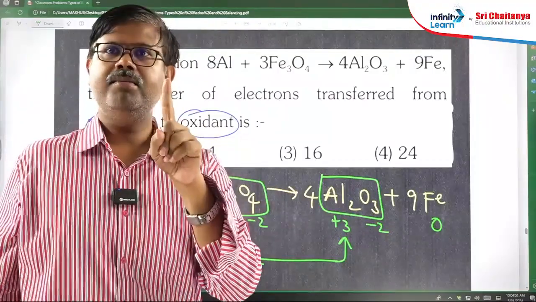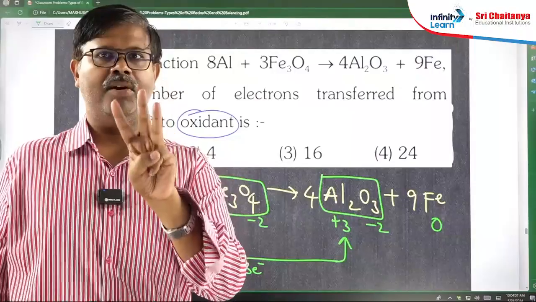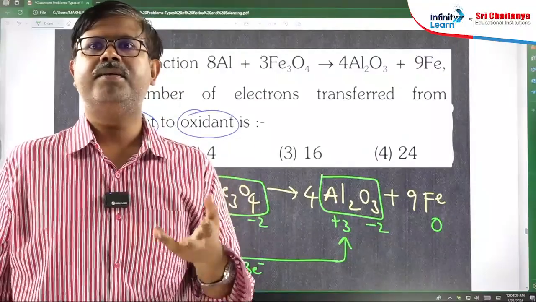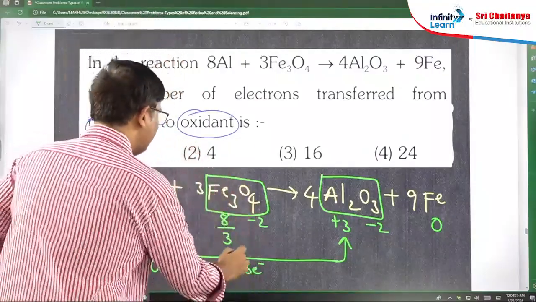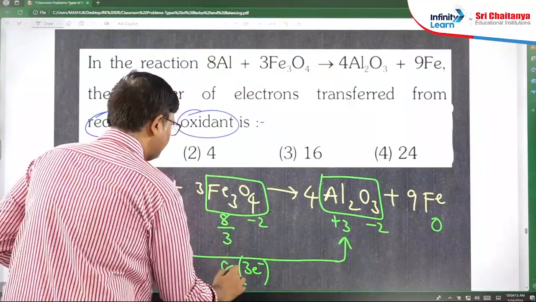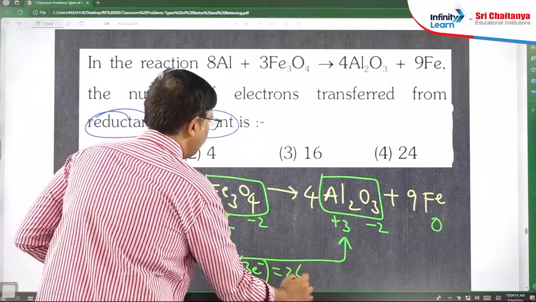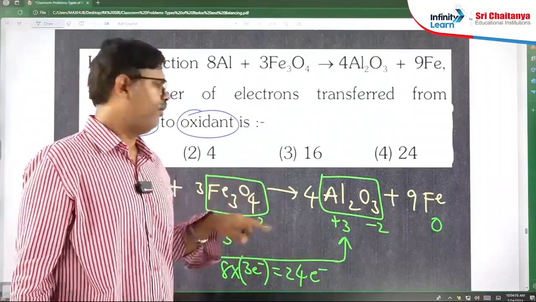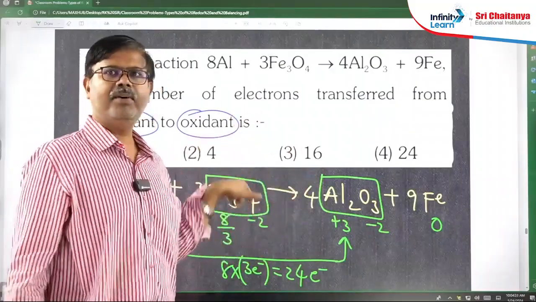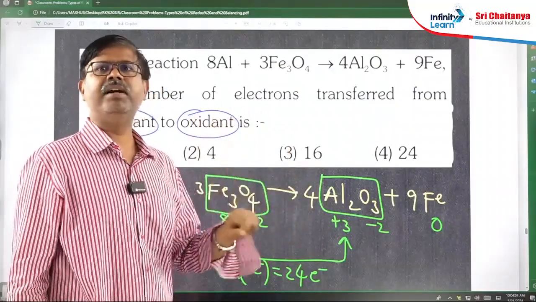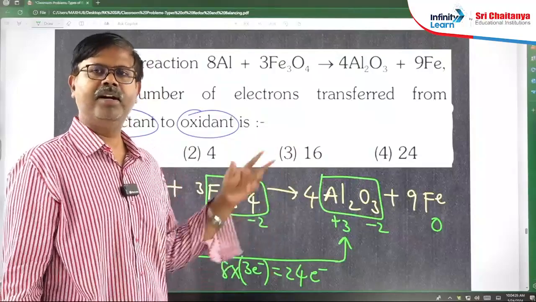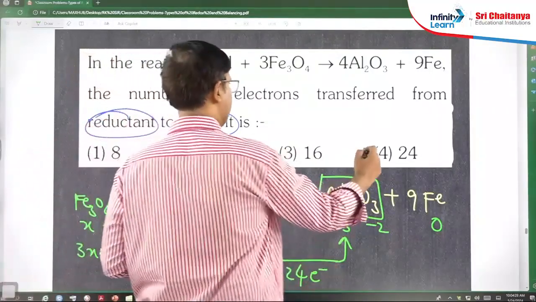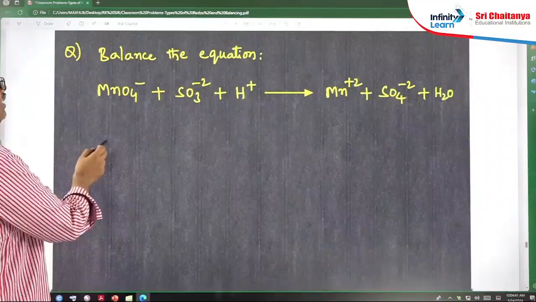For 1 aluminium atom, 3 electrons are involved. 8 aluminium atoms, how much total then? 8 into 3. So 24 electrons are involved in total. The same 24 you will get if you take iron also, total number of irons. If you want, you can try later on. So answer is 24.